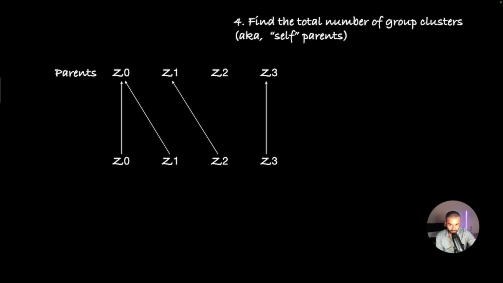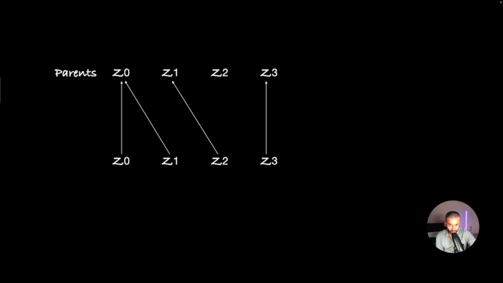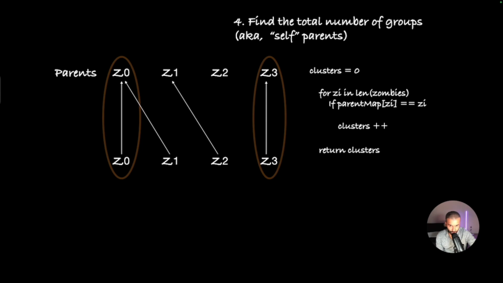And finally, the total number of group clusters. If you look at this, you'll see a pattern. Those zombies whose parents haven't changed are their own group. Every other zombie is pointing to another group. That's the hack that we use here to calculate the total number of distinct clusters, distinct groups, distinct parents. Here is how we do it. This is the pseudocode to calculate the total distinct clusters, and our answer here is 2.